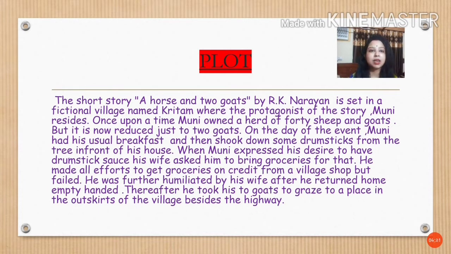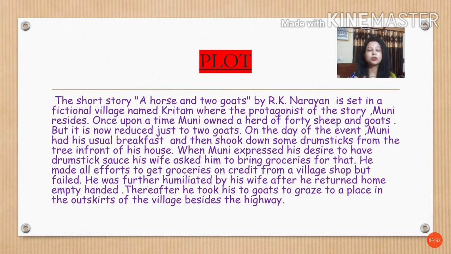Once upon a time, Muni owned a herd of 40 sheep and goats. So there was a time, once upon a time meaning long ago, when Muni, the protagonist, owned a herd of 40 sheep and goats. But now it is reduced to just 2 goats. So once he possessed so many goats, now he is left with only 2 goats. On the day of the event, what is the event? The event that is going to happen, the event that the story is all about.